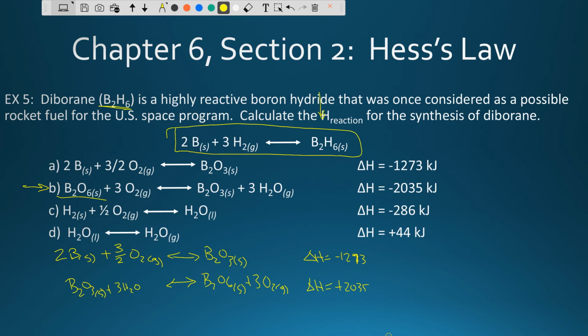You'll notice that we've accounted for my B2O3 already. Now we've got some oxygens, and notice that these aren't matched up yet, but we're not done yet with the whole process.